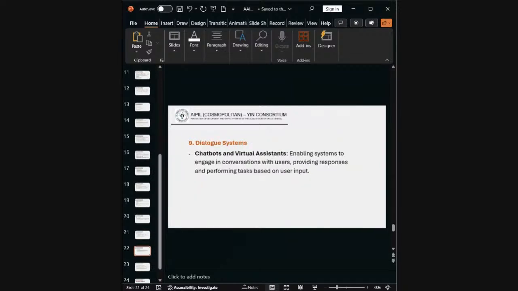And so second to the last, we have our dialogue systems. What do we mean by dialogue systems? That's something that even you can explain in this class. We're looking at our chatbots or our virtual assistants, Alexa, Siri, and so forth, enabling systems to engage in conversations with users, providing responses and performing tasks based on the user input.